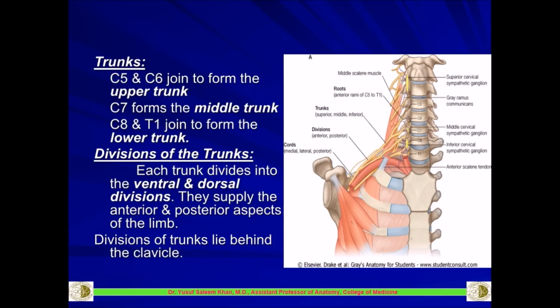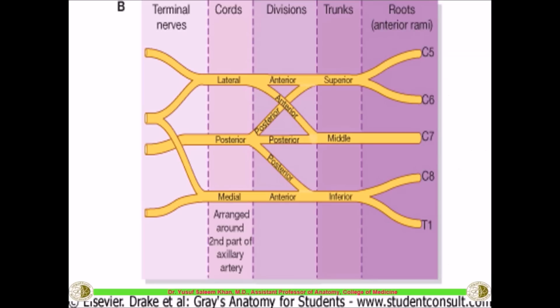And this division of the trunks into anterior and posterior, or the ventral and dorsal division, will usually be behind the clavicle. Clavicle has been removed here. If not, it will be present here. Just behind the clavicle the trunks will be divided into the ventral and dorsal division. Now you can see in this picture, again I am repeating so that you can understand. The roots we have already seen: the anterior primary rami, the C5 and C6 will join to form the upper trunk or the superior trunk. C7 root will continue as the middle trunk, and the C8 and T1 roots will join to form the inferior trunk or the lower trunk.